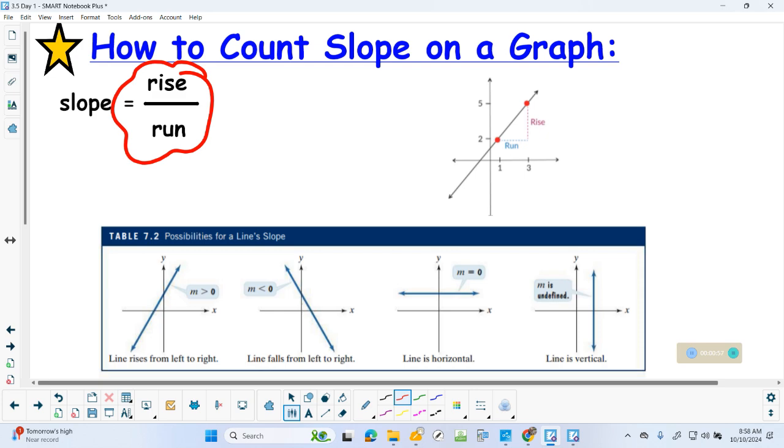Negative, it falls left to right. We're going to see 0. If you have a 0 slope, you have no rise. You're not going up and down at all, so it's just horizontal. Undefined, of course, is vertical. The reason why on that, remember, a fraction's undefined when you have 0 in the denominator, so you do not have a run. You are not going left to right at all. That means you only can be going up and down. So vertical lines all have slopes undefined. Hopefully this looks a little familiar to you.